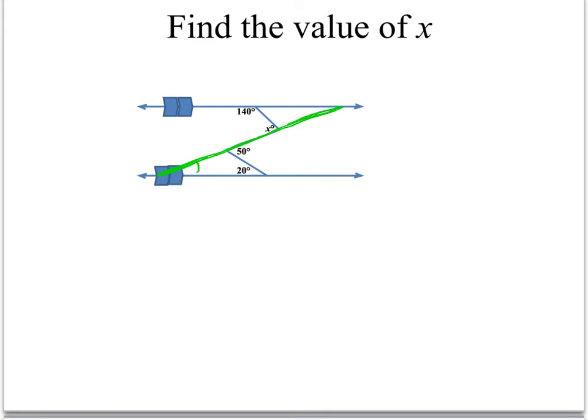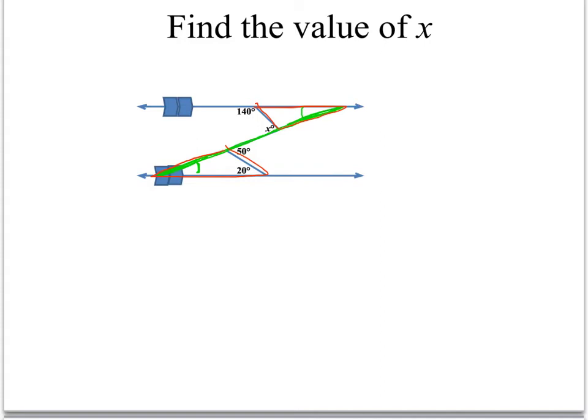For starters, alternate interior angles are congruent because of these parallel lines, and extending that line also gives me two triangles. I have a triangle here, and I have a triangle up here. And we already know for a fact that triangles contain 180 degrees, so that's going to be really key in this problem. We need to know about supplementary angles, and we need to know that triangles have 180 degrees, coupled along with the fact that alternate interior angles are congruent.